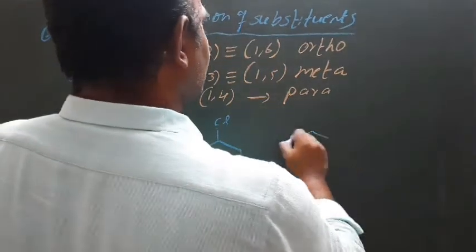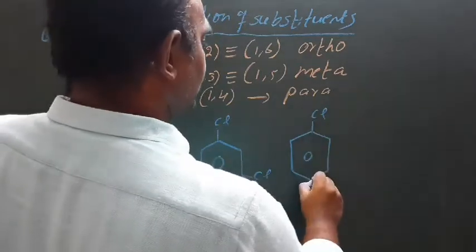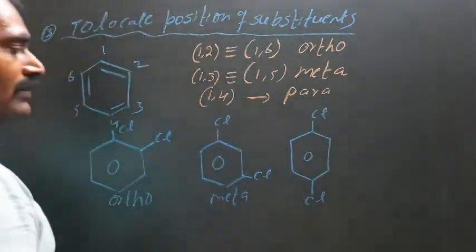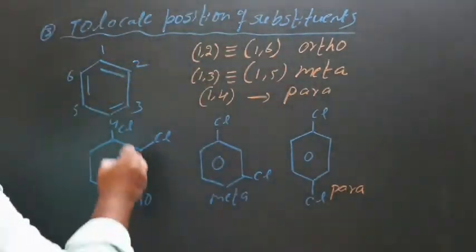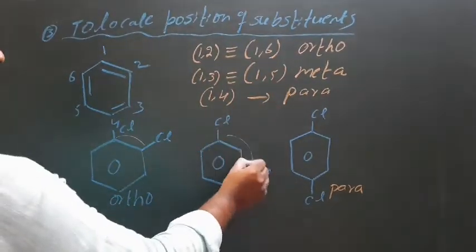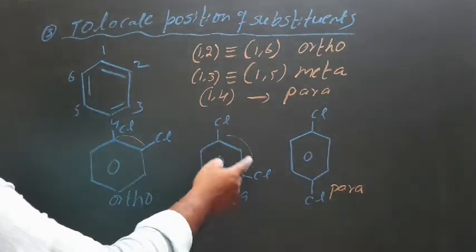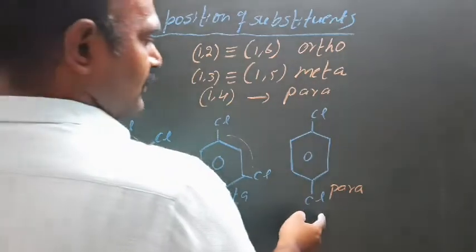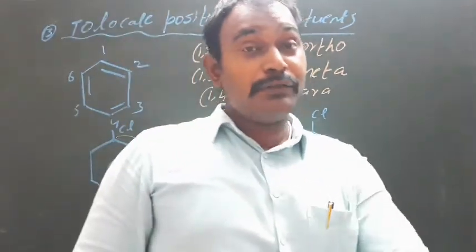In this one, para positions. Clear? Here para positions. Now see here, as the bond angle increases. Here what is the bond angle? Approximately 60. Here 120. Here approximately 180. So as the bond angle increases, the dipole moment of the molecule decreases.